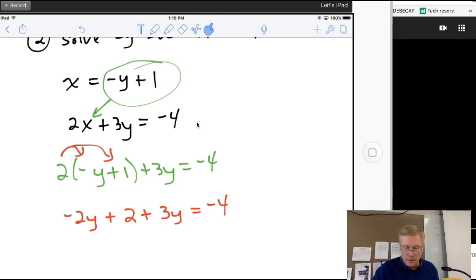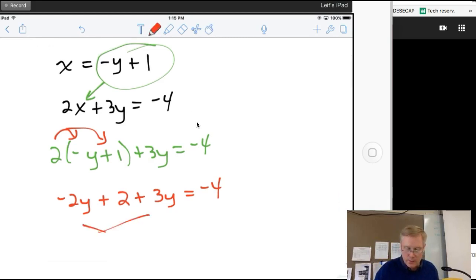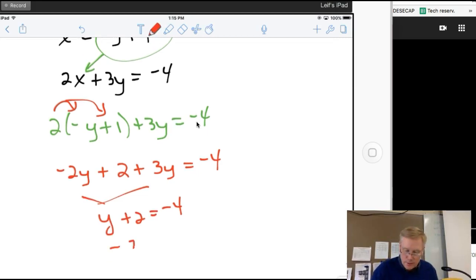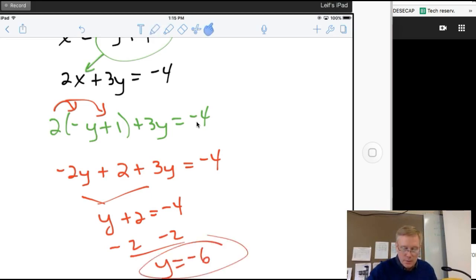All right, I'm getting close. I need to combine like terms. They're on the same side of the equal sign, so just add them together. -2 plus 3 is 1y. Plus 2 equals -4. Get close. Minus 2 from both sides. I get y equals -6. And there's my first answer.